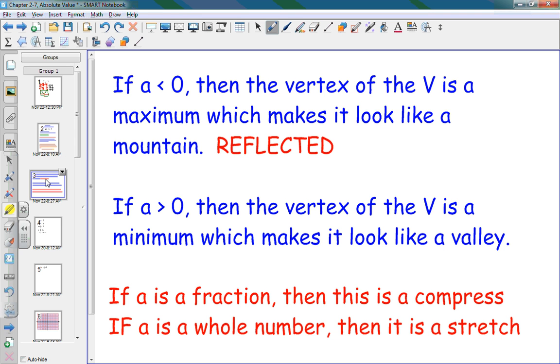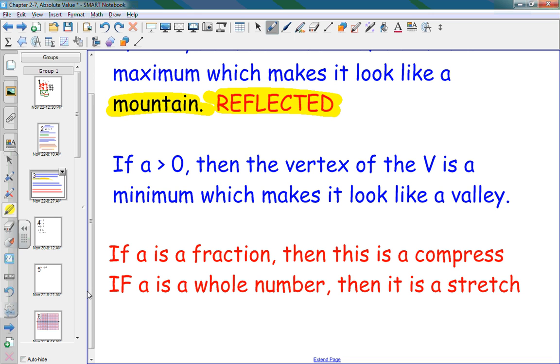So if your A value is less than 0, if your A value is negative, it's called reflected, and it makes a mountain. And if you're getting sleepy eyes on you, you better wake up. Now, if your A value is larger than 0, meaning a whole number, I should have put 1 there, but I wanted you to understand that if it's larger than 0, I am going to have a valley. Okay, do we all understand that? I will have a valley.